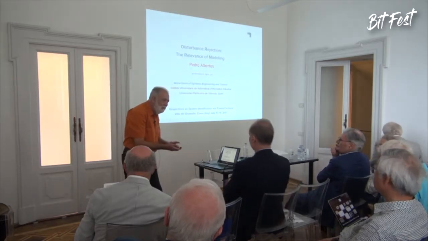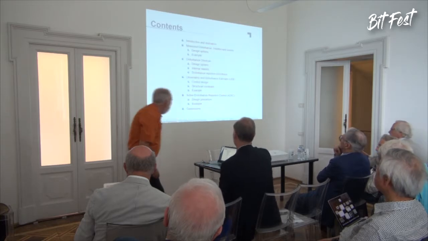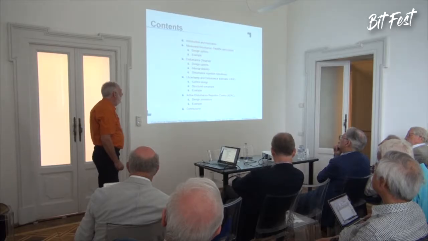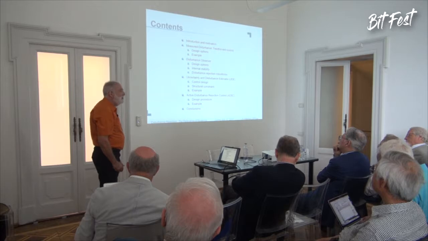So this is the content of my talk: a brief introduction, and then, when you can measure the disturbances, you can apply feed-forward control. If not, you can estimate the disturbance by different approaches: disturbance observer, uncertainty and disturbance estimator, and active disturbance rejection control. I plan to go very briefly over all these approaches, and in the end I will make a comparison.